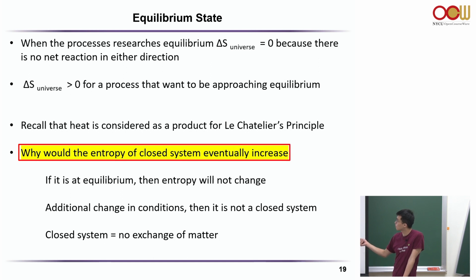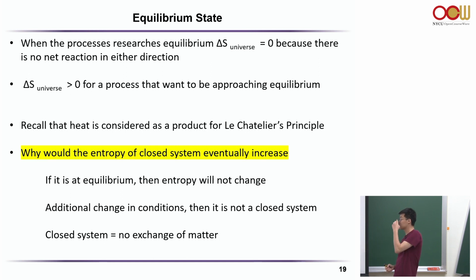Someone asked, why would the entropy of a closed system eventually increase? I honestly don't know how to answer this because it's really hard to define the question that you asked, but basically the way I would solve this is that at equilibrium, nothing will change anymore. We will see a table in a little bit. And when we say a closed system, it basically says no exchange of matter. And if you do want to see an increase of your entropy, you have to do something to the system, whether putting in work or taking away energy from the system. That is how you can change the entropy.